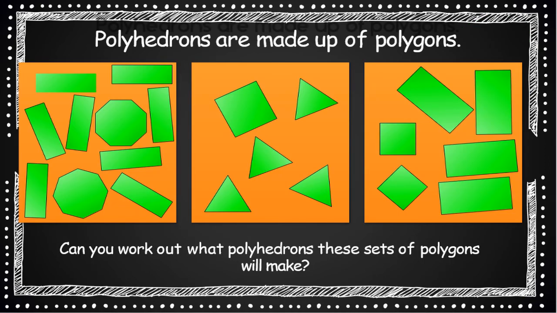All polyhedrons are made up of polygons. That's those closed 2D shapes. There's 3 here. Can you work out what polyhedrons these sets of polygons will make? Pause the video and try figure out what the 3D shapes are.